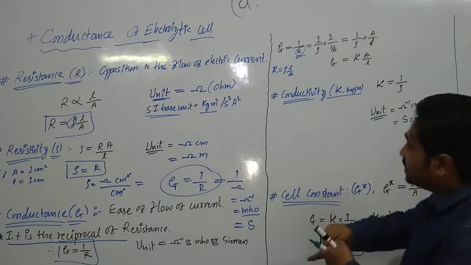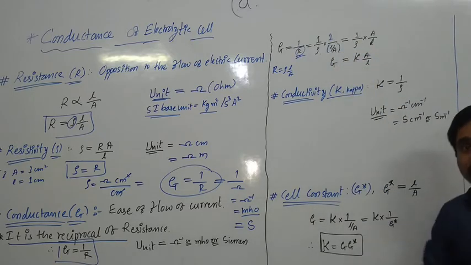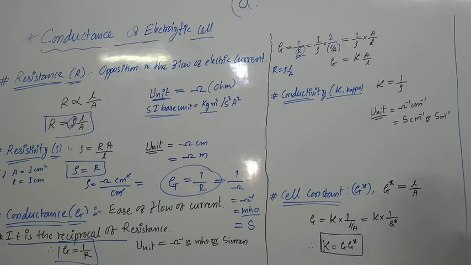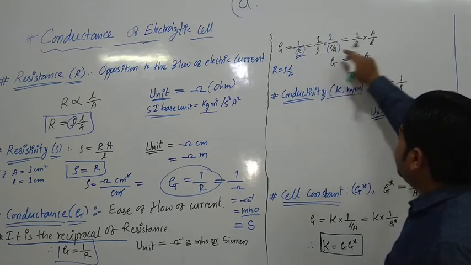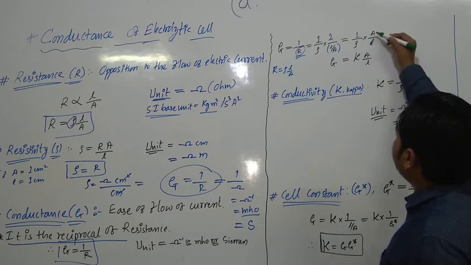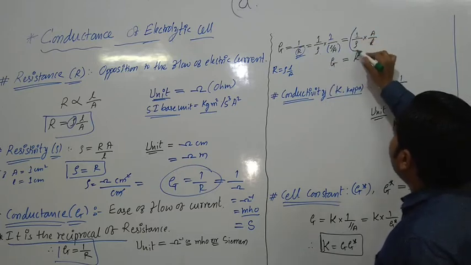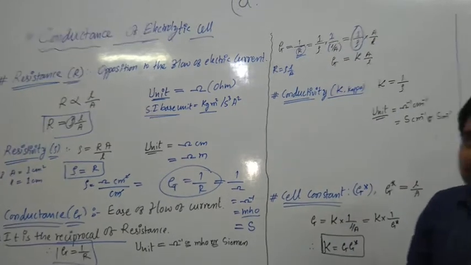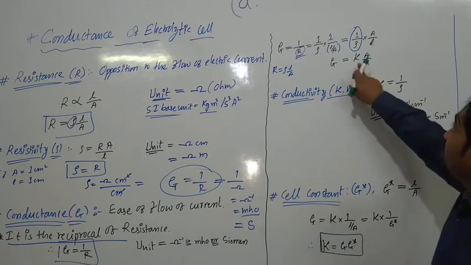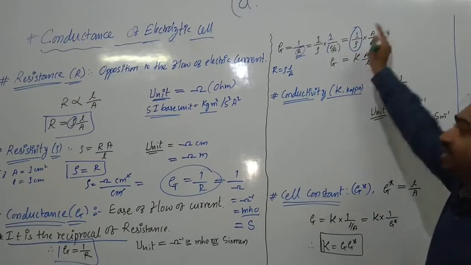But this is also important. It further becomes L by A, which is also a very important component. 1 divided by rho, 1 divided by L by A, now becomes 1 divided by rho into A by L. So G is equal to this, and 1 divided by rho is called one more important term. Rho is specific resistance, and now this is specific conductance.